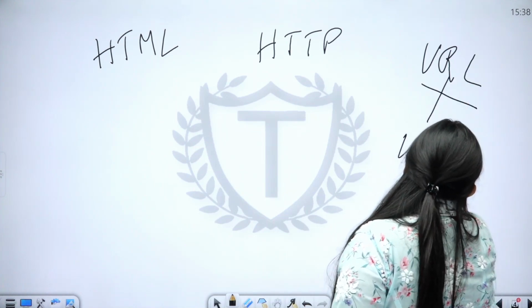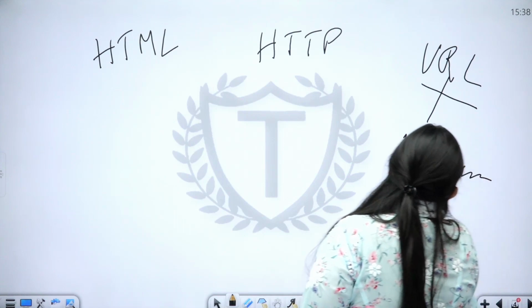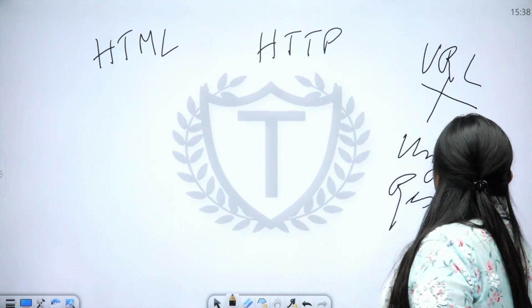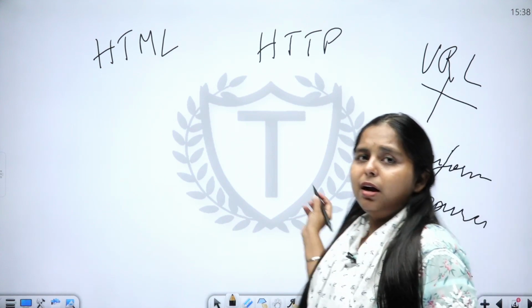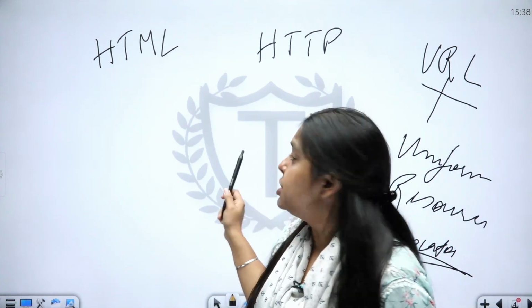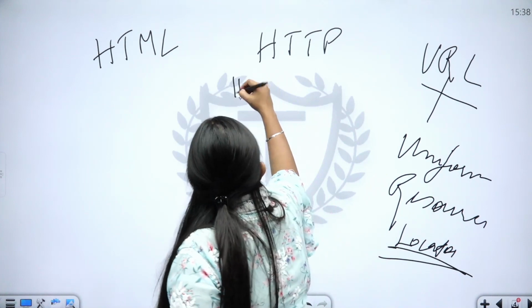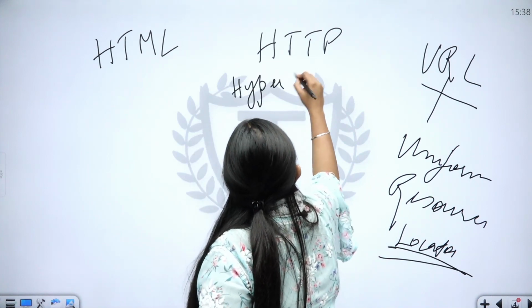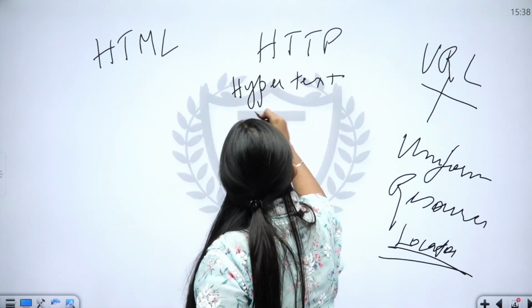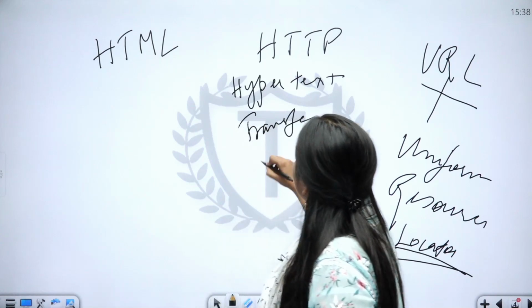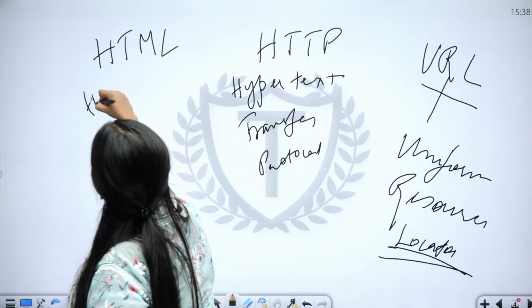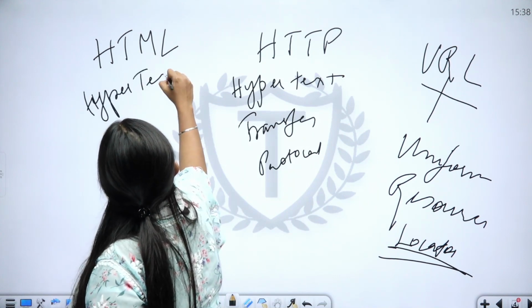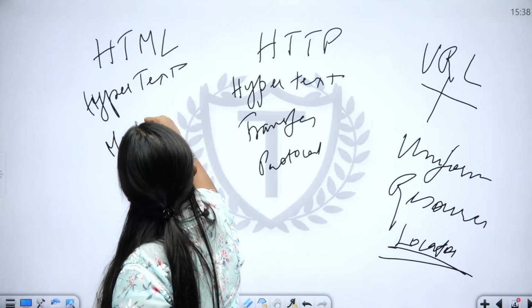URL is a uniform resource locator. Now pay deepest attention to the words used. This is hypertext transfer protocol and this is hypertext markup language.